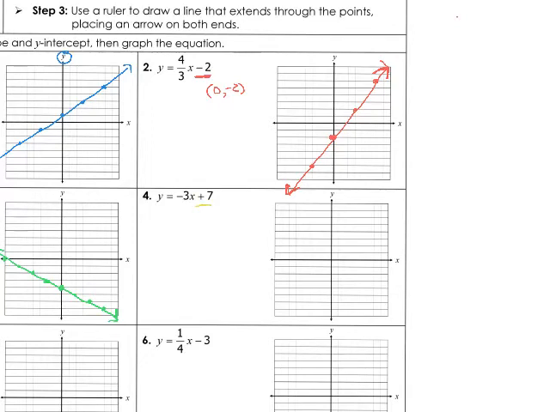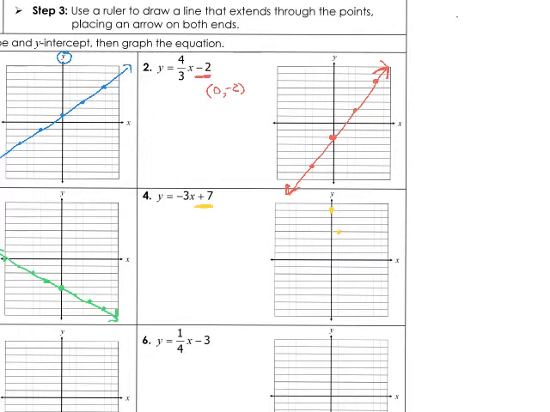Here we're starting at +7. 1, 2, 3, 4, 5, 6, 7. And we're not going to be able to go up 3 to the left 1 because we've run out of room. So we'll just go down 3 to the right 1. Well, how do you know that?